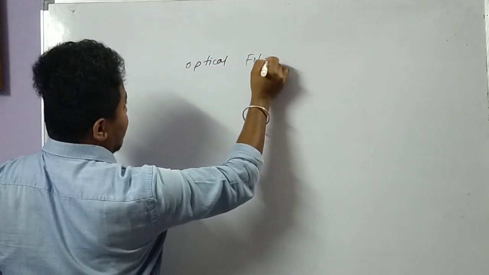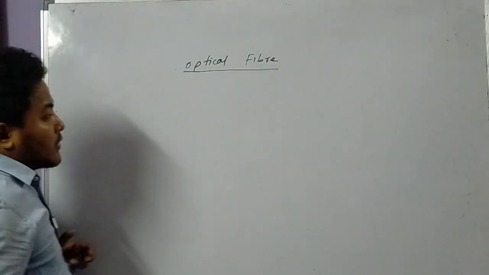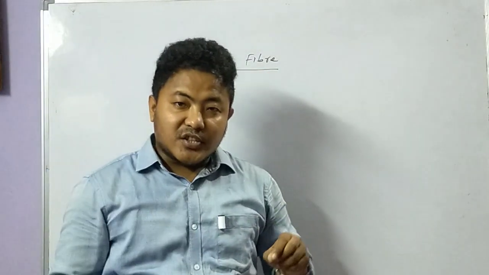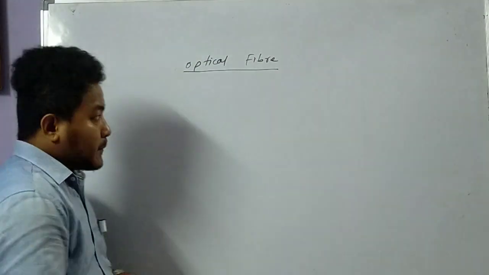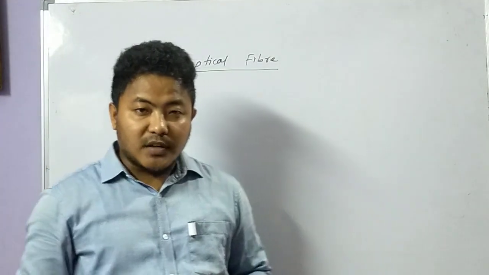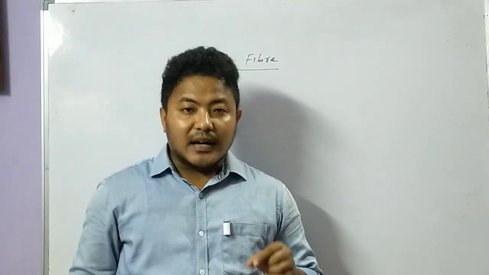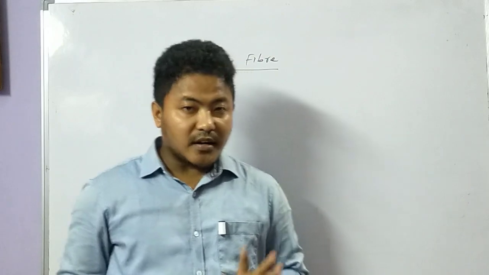Optical fiber, kindly note it down. In this lecture we'll see how total internal reflection is related to the optical fiber. As you know, for total internal reflection, light should be traveling from a denser medium to a rarer medium. Second, the angle of incidence should be greater than the critical angle.